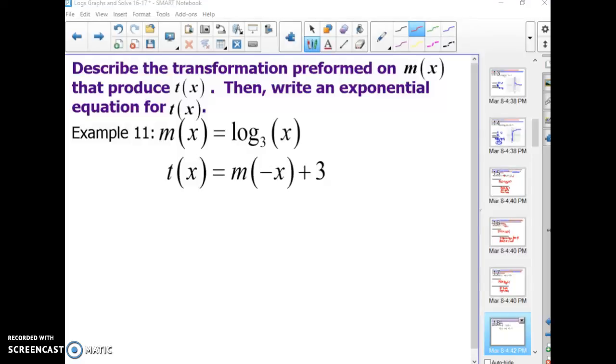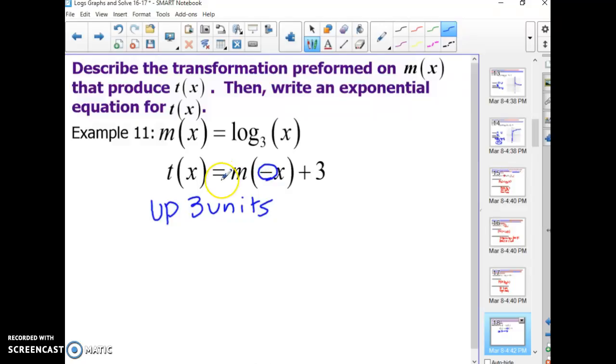Okay, I want to describe the transformation performed on m of x that produces t of x. So I look at this stuff. I have a negative and a plus 3. Well, I know the 3 is going to move up 3 units. And I know the negative on the inside is going to do something.